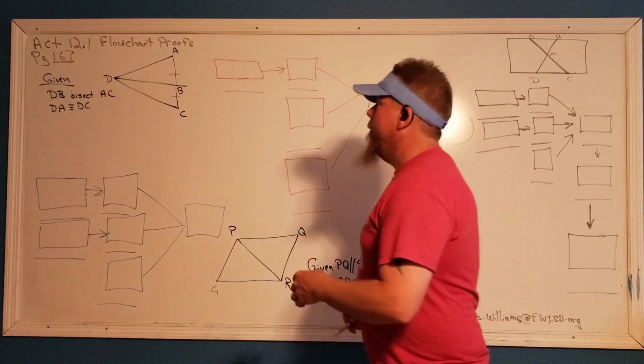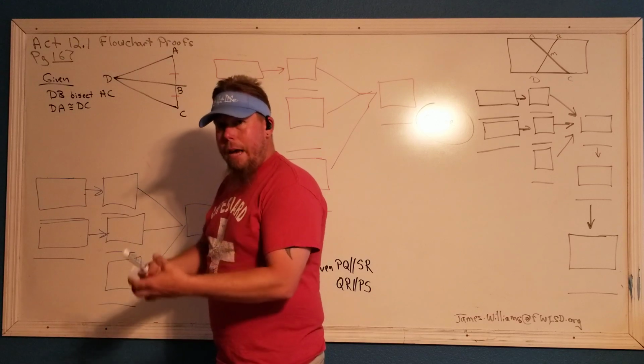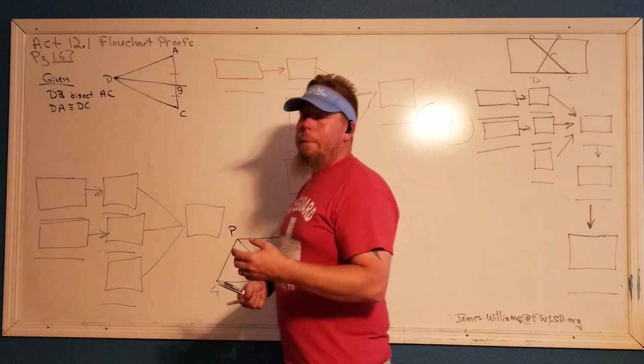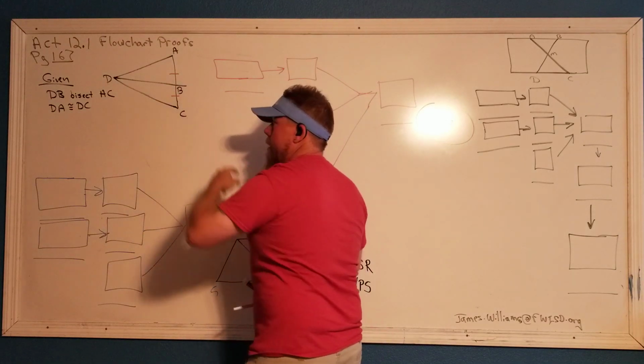So we have DB bisects AC. In and of itself, that doesn't matter. So we have to ask ourselves, what does it mean to bisect? It means it cuts something in half. It means that it makes this section congruent to this section, okay?